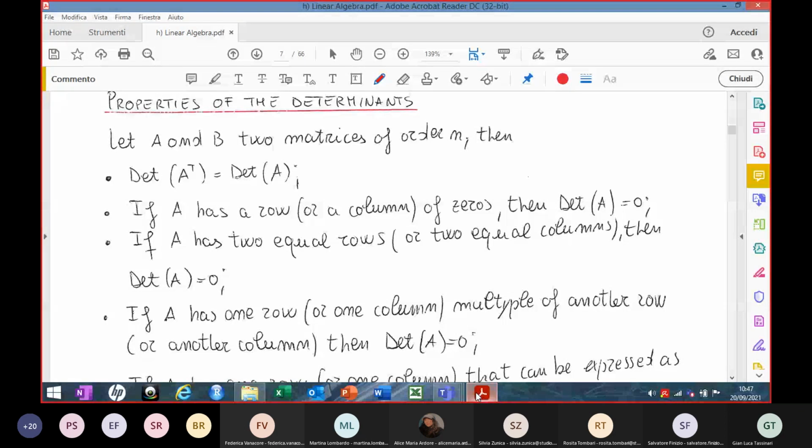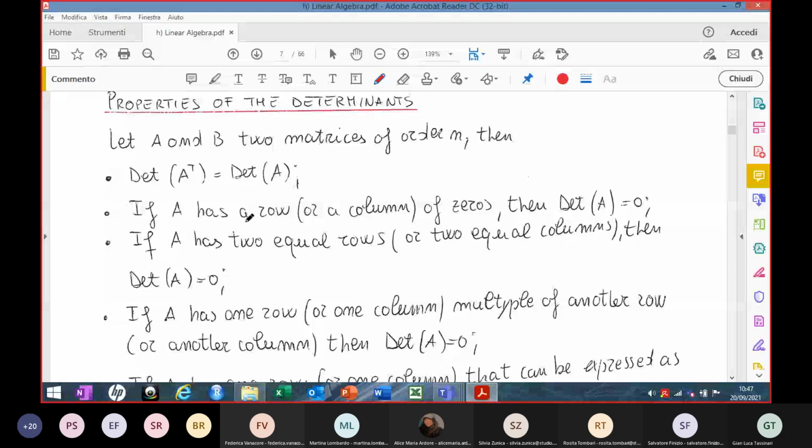Thank you. So, properties of the determinants. The determinant of a square matrix, remember, because you can compute the determinant only for square matrices. The determinant of A is equal to the determinant of the transpose. If A has a row of zeros, then the determinant of A is 0. If alternatively A has a column containing all zeros, then the determinant of A is equal to 0.